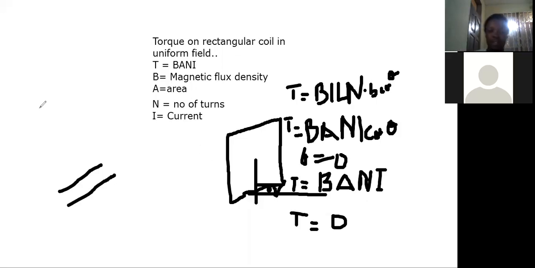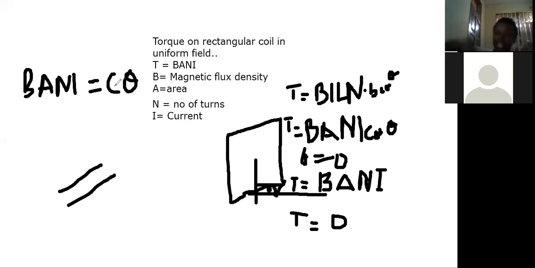So we are going to say that BANI is equal to C theta. Like the other day where we considered one part being equal to another part but opposite, here we are considering BANI being equal to C theta, where C is the constant of the spring, because in addition there is a spring in it, and theta is the angle. I wish I could draw it so that I can explain it better, but you can just read more. I'm just giving a brief of it.